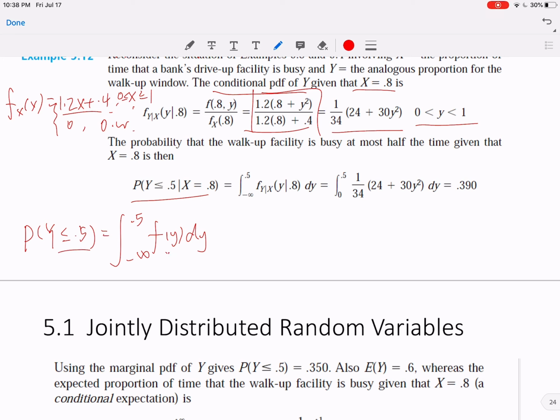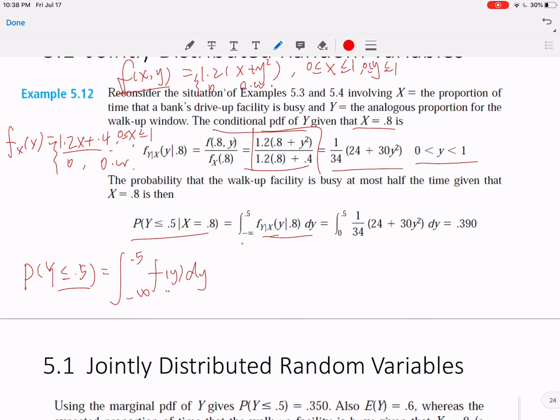So same thing here. If we want to find the probability y is less than or equal to 0.5 given x is equal to 0.8, we just need to integrate the conditional PDF over this interval. Since the y value should be between 0 and 1, we integrate the conditional PDF of y given x is 0.8 over the interval 0 to 0.5 with respect to y.